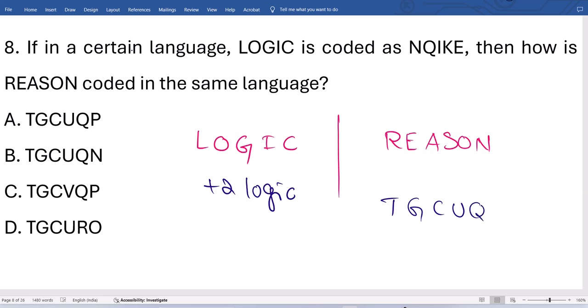Right? So you have option A itself. Plus 2 logic, remove one letter, write the next one. Alternate letter you write. Coding and decoding, very easy question. Good.